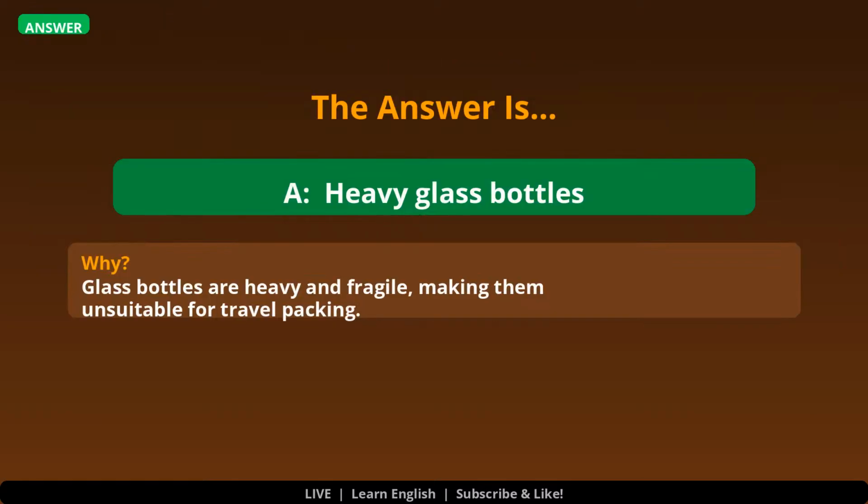And the correct answer is Option A, heavy glass bottles. Glass bottles are heavy and fragile, making them unsuitable for travel packing. Great job if you got it right.